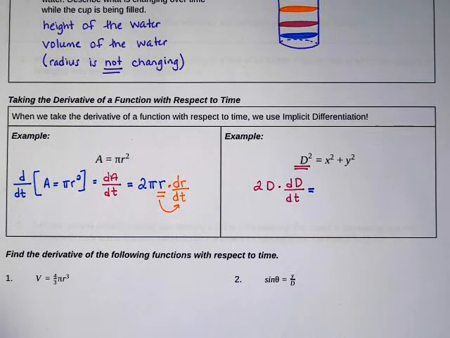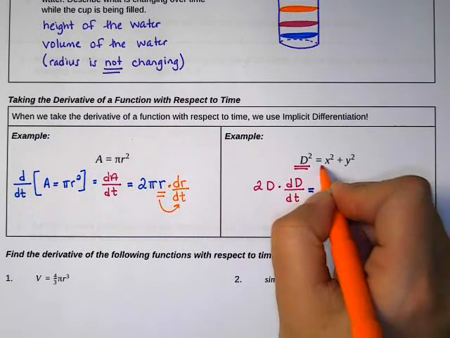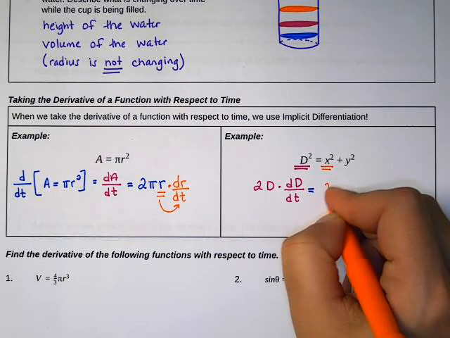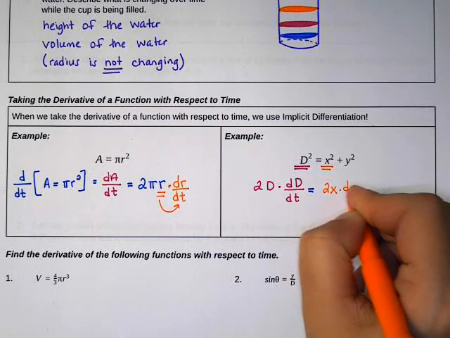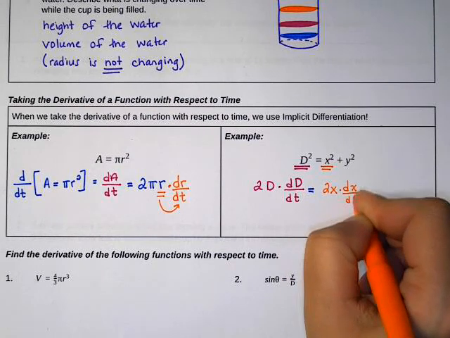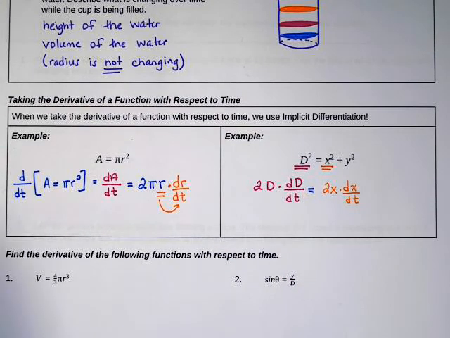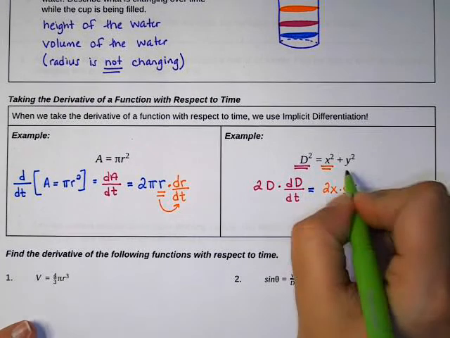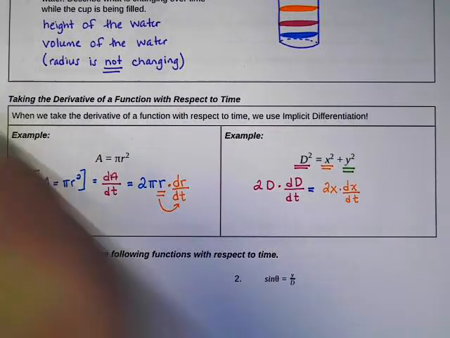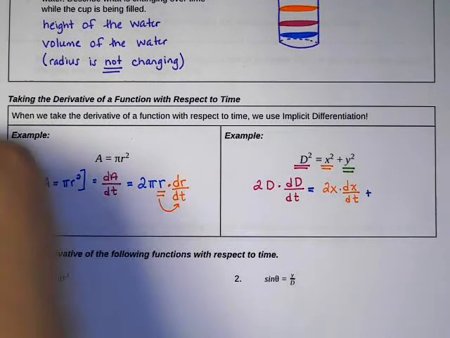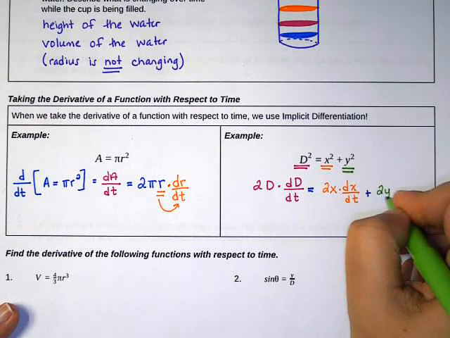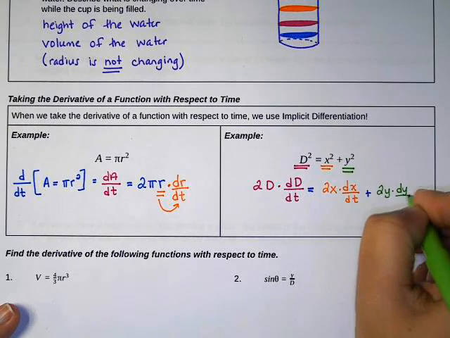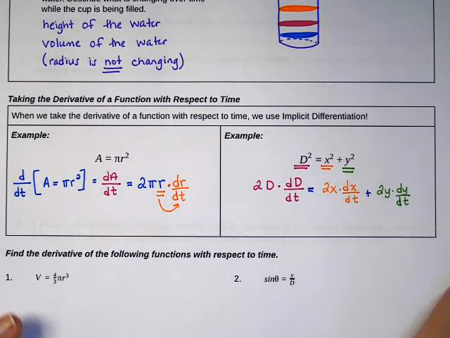Then you would do the derivative of x squared. And x squared's derivative would be 2x times dx over dt, the derivative with respect to time, because everything is changing here, the radius, the height, the volume, the everything. Finally, you would do the derivative of y squared, and the derivative of y squared would be 2y times dy over dt, the derivative with respect to time.